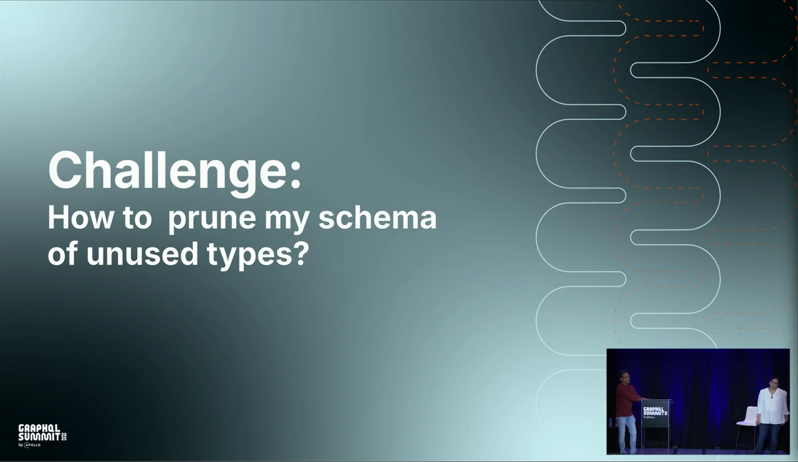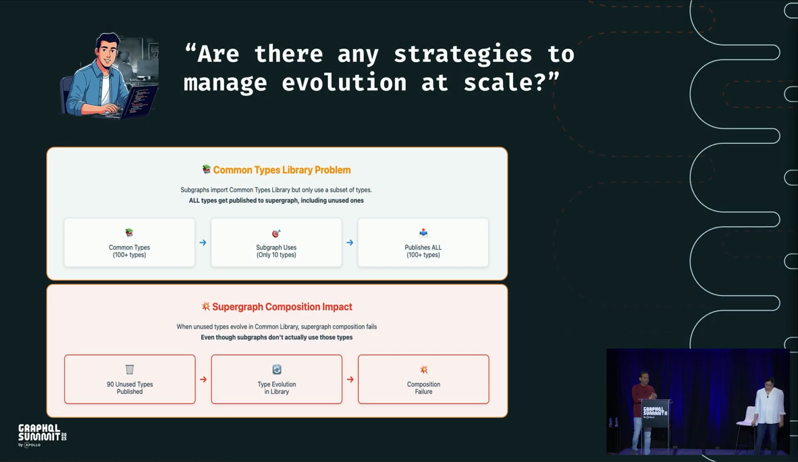The next is how to prune schema of unused types. Let's see, are there any other strategies to manage evolution at scale, especially for the GraphQL shared types, Nitya? Yeah, there are. So we learned this the hard way. Our tooling would publish all the shared types from every subgraph, even if they only used a few of them. You know that this creates massive coordination overhead. Imagine having to coordinate with 50 plus teams every time someone wanted to add a field to a shared type like money.